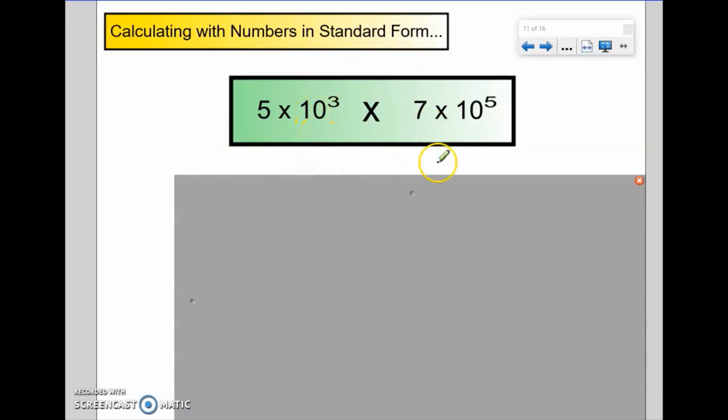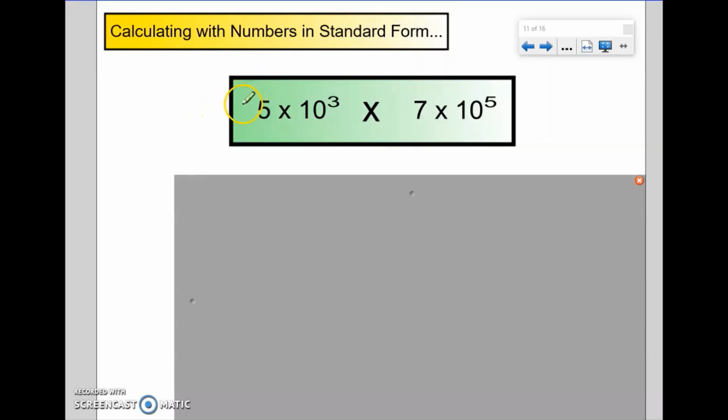Okay, so this is a very typical exam question where you're given two numbers in standard form and you're asked to calculate the answer in standard form. Again, usually we'd be dealing with index numbers much higher than this when calculating with standard form. But for the basis of the video and the basis of learning the technique, I've chosen some slightly easier numbers to deal with. Okay, so I've been asked to multiply 5 times 10 to the power of 3 by 7 times 10 to the power of 5.